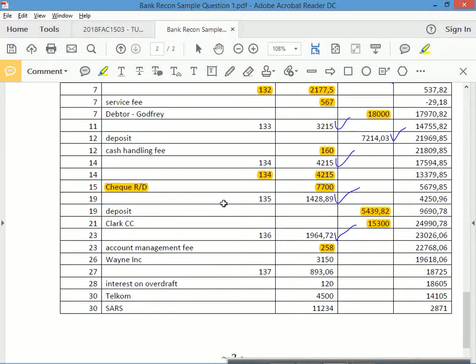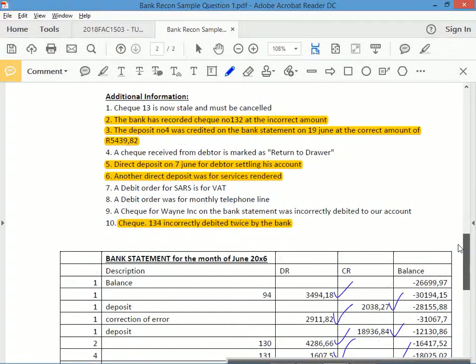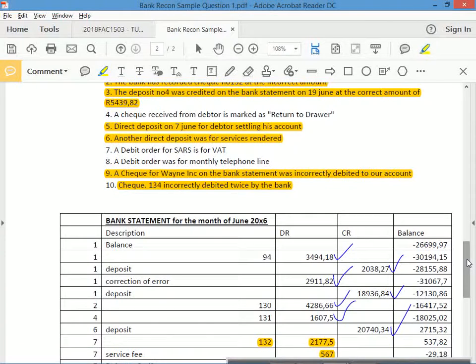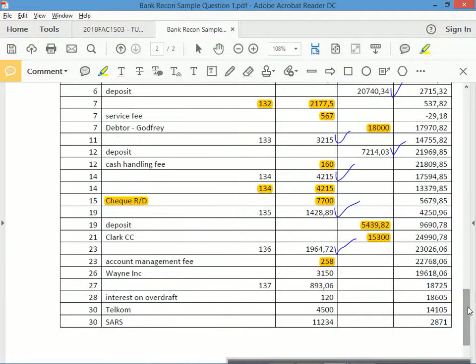Okay, next. Wayne Incorporated. Do you want me to tick it? What is this for? Well, we need to go look. There we go. Point number 9. Is this our check? Somebody else's. Can that happen? Can the bank process someone else's check through your account? It can. Shouldn't happen. Can happen. Let's hope it doesn't happen. Okay? But it happened to this business.